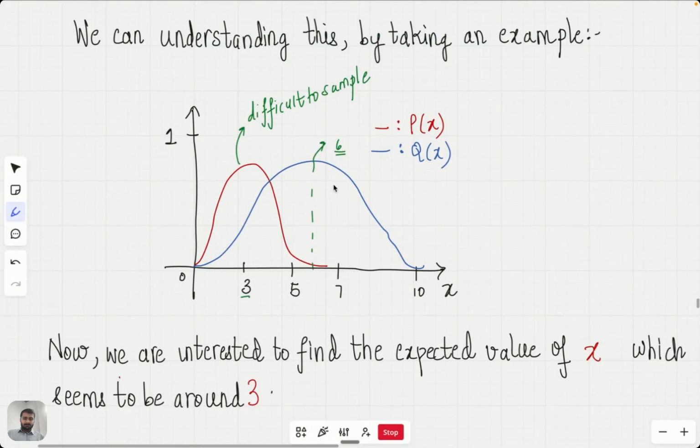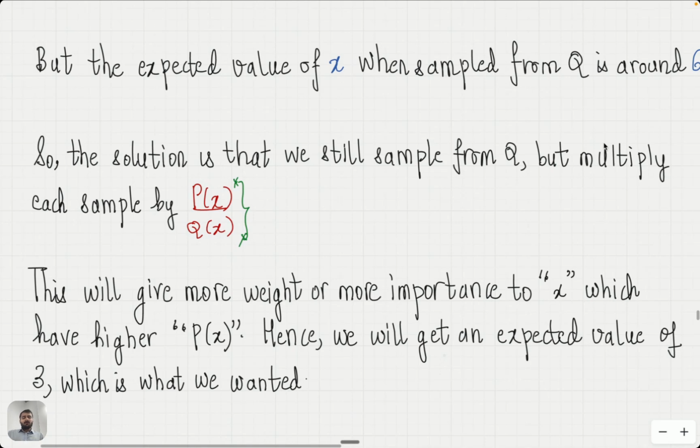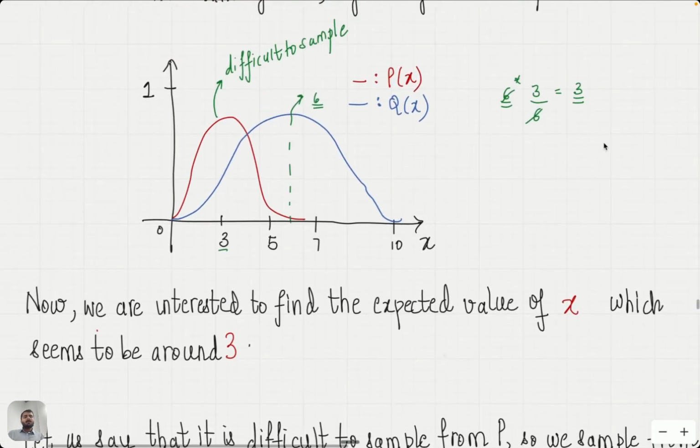And the reason is that since you are multiplying by p of x divided by q of x, every sample is going to be multiplied by that same amount. So the mean here is 6, and you multiply it by the mean of p of x divided by the mean of q of x, so you get 3 finally. So essentially what you are doing over here is that we give more importance to x which has a higher value of p of x and less importance to x which has a higher value of q of x. That is why it is called importance sampling.